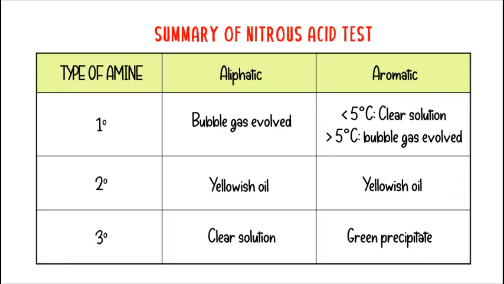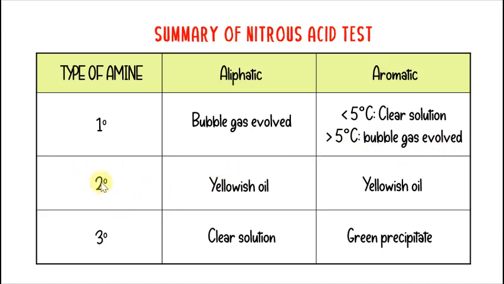So, as a summary, for the nitrous acid test, okay, we divide it into aliphatic and aromatic. For the primary aliphatic, a bubble gas evolves, we will get nitrogen gas. And for the aromatic, okay, below 5 degrees Celsius, we will obtain a clear solution. But then, if we leave it at room temperature, or when the temperature is higher than 5 degrees Celsius, a bubble gas evolves.